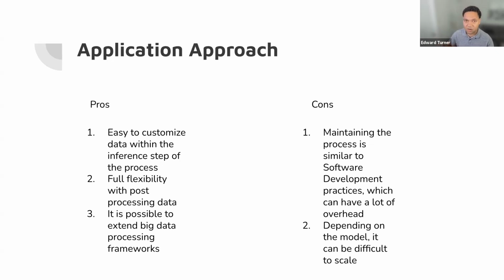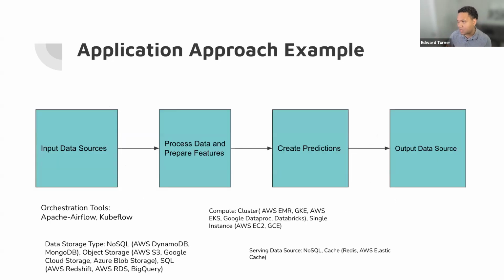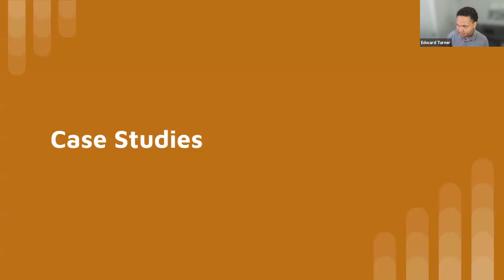And so this again all comes down to scaling and making sure you have each record, each inference for your data. Now you have your application approach. Again, this is an example. You have your input sources, processing your features, preparing them, creating your predictions, and sending to output source. And there's a lot of tools you can use. You have Kubeflow, Airflow. You have your data storage types between NoSQL, SQL, object storage. You have your different computes, which could be cluster or single instance, and you have your serving data source, which could be, again, NoSQL or cache. Those are the main preferences there.